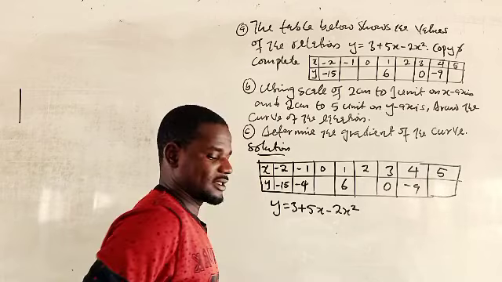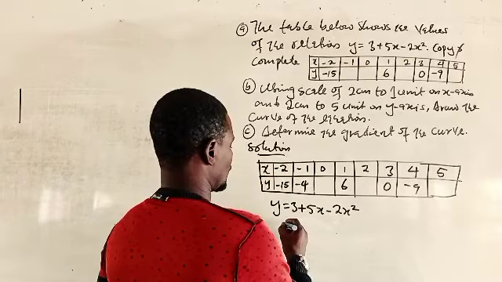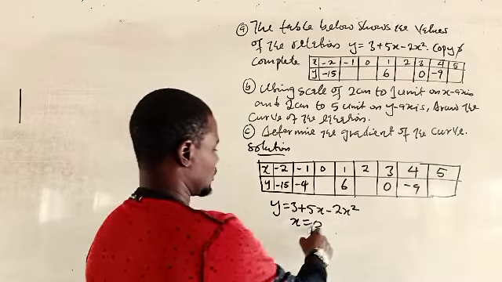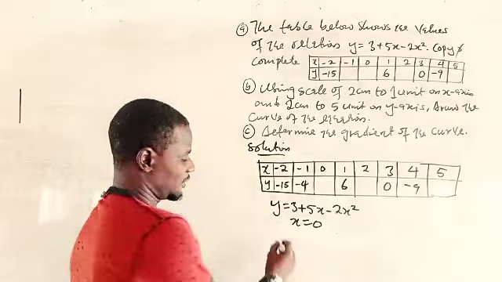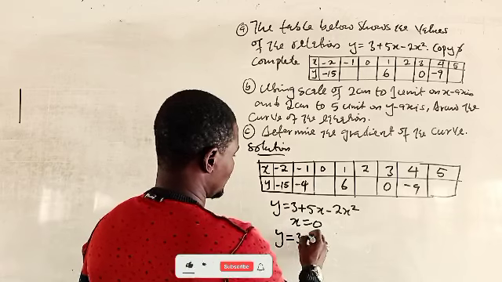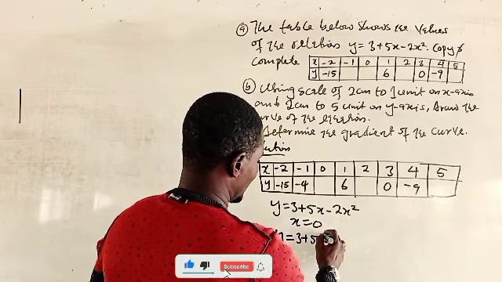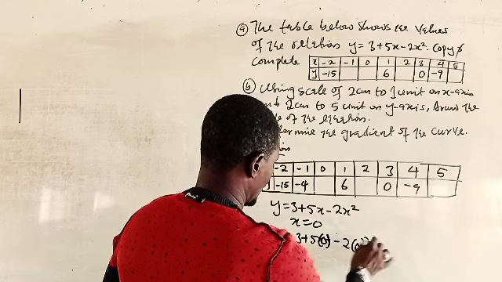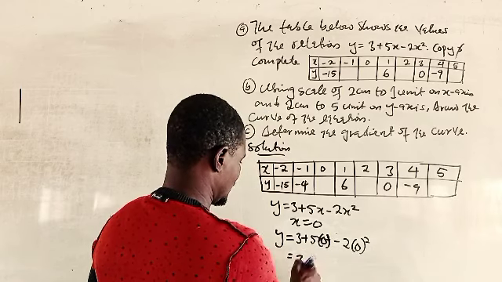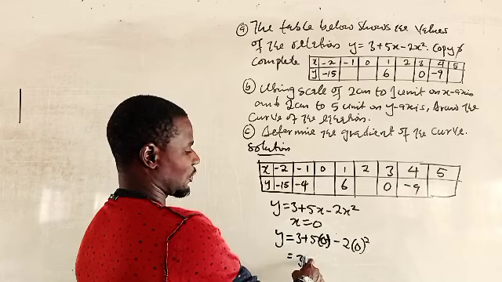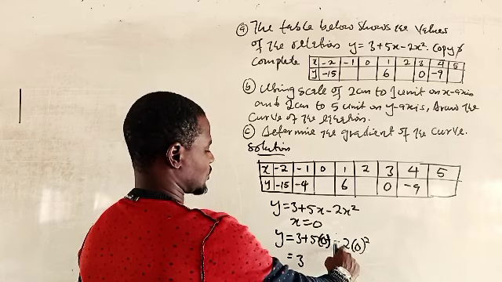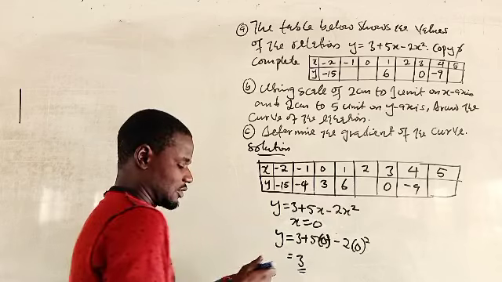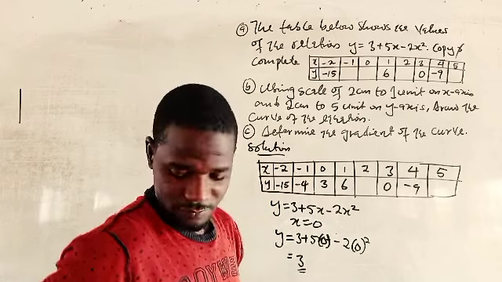So let's see the value of y when x is 0. When x equals 0, we substitute x with 0 in this equation. So we have y to be 3 plus 5 bracket 0, then minus 2 bracket 0 squared. This is 3 because 5 times 0 is just 0. Then 0 squared times minus 2 is just 0. So y is just 3. So we have 3 under 0.